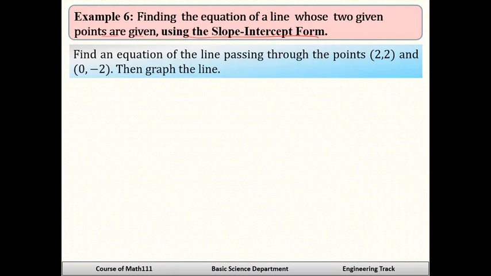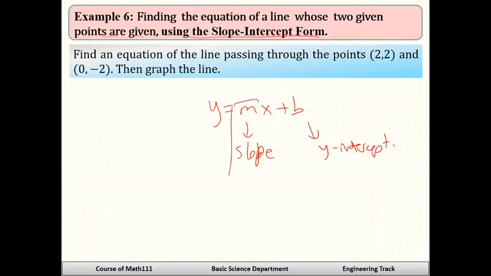There are several ways to do this problem, but I will go with these two methods here. With this method, let's go with y equals mx plus b. If we know the slope and the y-intercept, then I can easily write the equation. Now, what's the slope? How can you tell the slope? If you know 2 points on the line, then you can tell the slope.